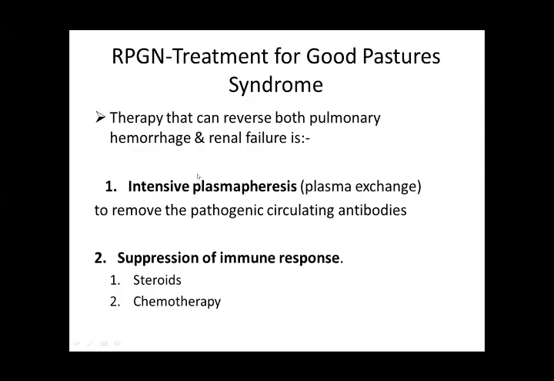So the treatment is intensive plasmapheresis. Why do we diagnose what kind of RPGN is there? Because we want to treat the patient, and the treatments are different in different classes of RPGN. In type 1, we can do plasmapheresis, and we could give steroids and chemotherapies to suppress the immunity.